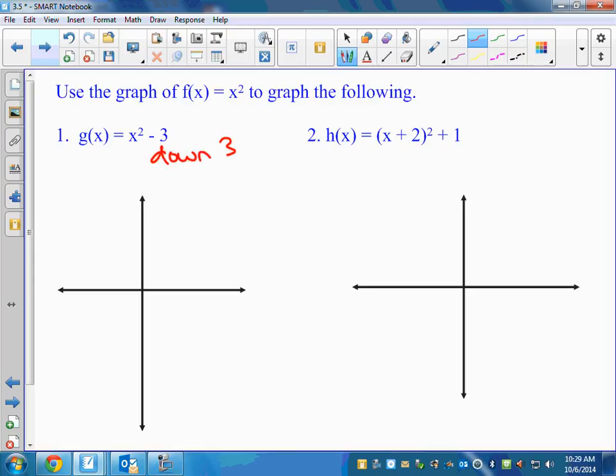So I'm going to actually graph both. I'm going to graph x squared, and then I'm going to graph x squared minus 3, just so I can show you what's happening here. You don't have to graph both on your paper if you don't want to.